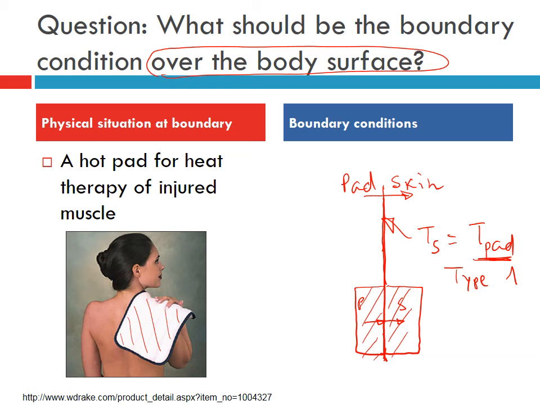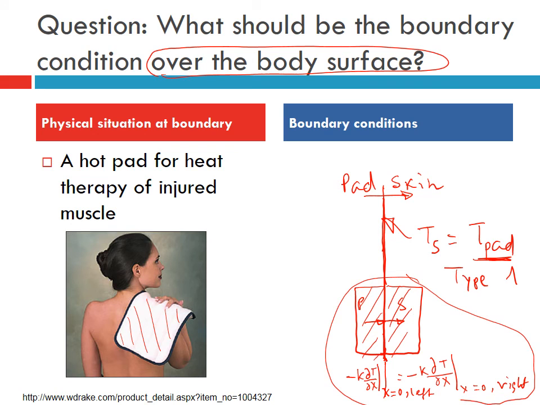In other words, the condition is minus k dT/dx at x equal to 0, left side, is equal to minus k dT/dx at x equal to 0 on the right hand side. We are not going to deal with this. This is automatically satisfied. Okay. And so the simplest boundary condition in this case is simply that the surface temperature is equal to the pad temperature. Okay.